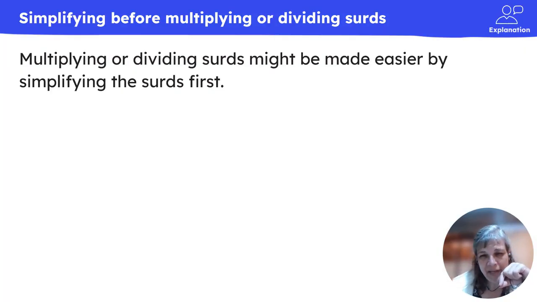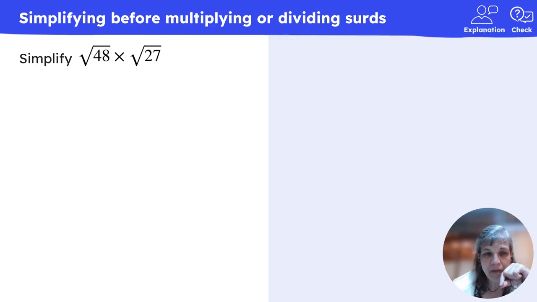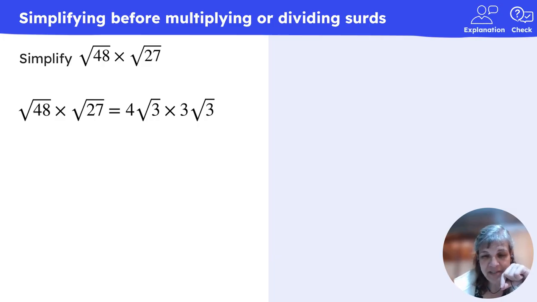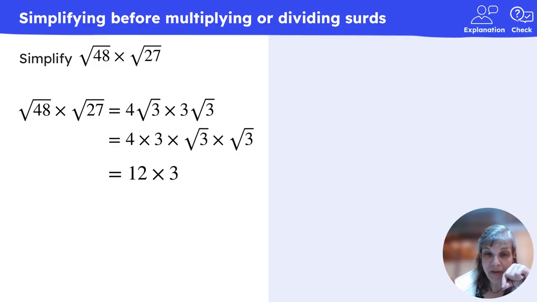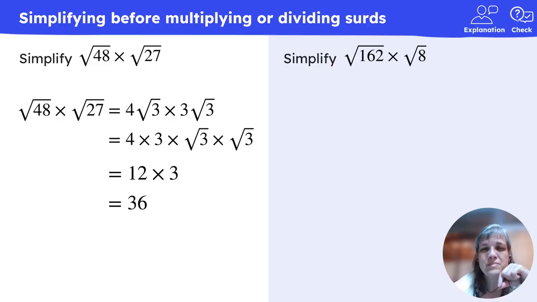So multiplying and dividing surds can be made easier if you simplify the surds first. If you have something like root 48 times root 27, simplify them first, then you multiply the coefficients, 4 times 3, and then you multiply the radicands together. You get 4 times 3, that makes 12. Root 3 times root 3 makes 3. So in this case, you end up with something that's not a surd as your final answer. Try this one.